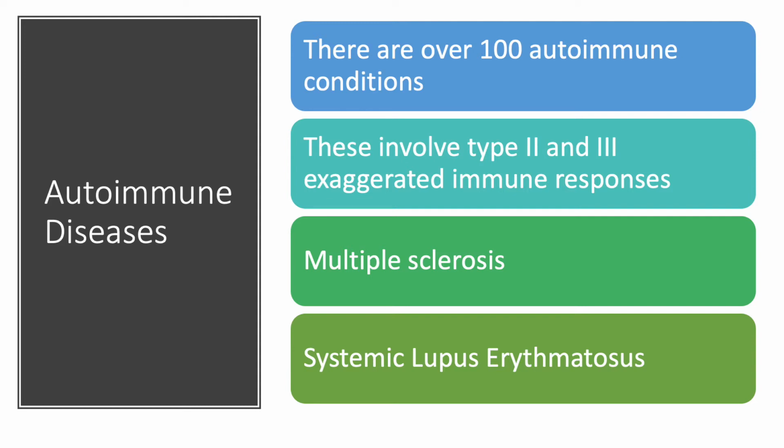These are results of type 2 and type 3 exaggerated immune response. Remember, we talked about 4 types of exaggerated immune response, types 1, 2, 3, and 4. The autoimmune diseases are generally associated with types 2 and 3.